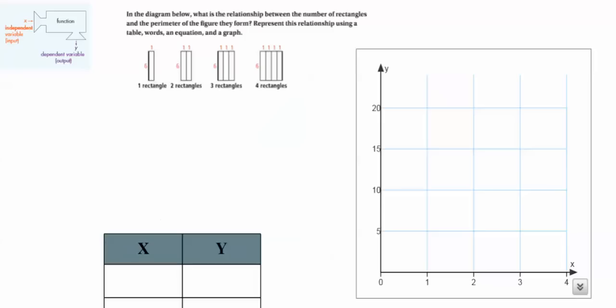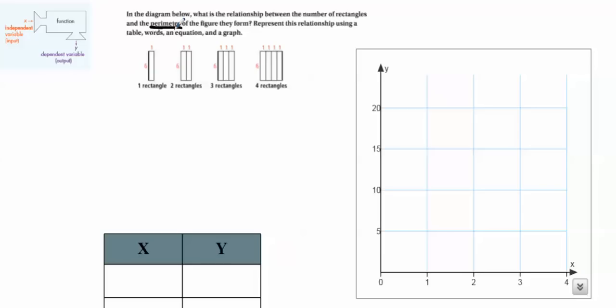Okay? So, in the diagram below, what is the relationship between the number of rectangles and the perimeter of the figure they form? Represent this relationship using a table, words, an equation, and a graph. Those are the ways that you can represent a function. You can look at a graph, a table, an equation, and you can even use words. The key idea here is perimeter. That's the magic word. Perimeter means you have to add up all the sides.